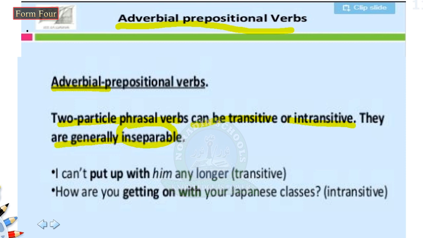It's inseparable. So you cannot put the object, him, in the middle. You can't say I can't put him up with. That's incorrect. The correct case is: I can't put up with him. It means I can't tolerate. You have the main verb "put," but you have two particles in this case, "up" and "with." Since you have two particles, it's inseparable. It means you cannot put the object between the particle and the main verb.